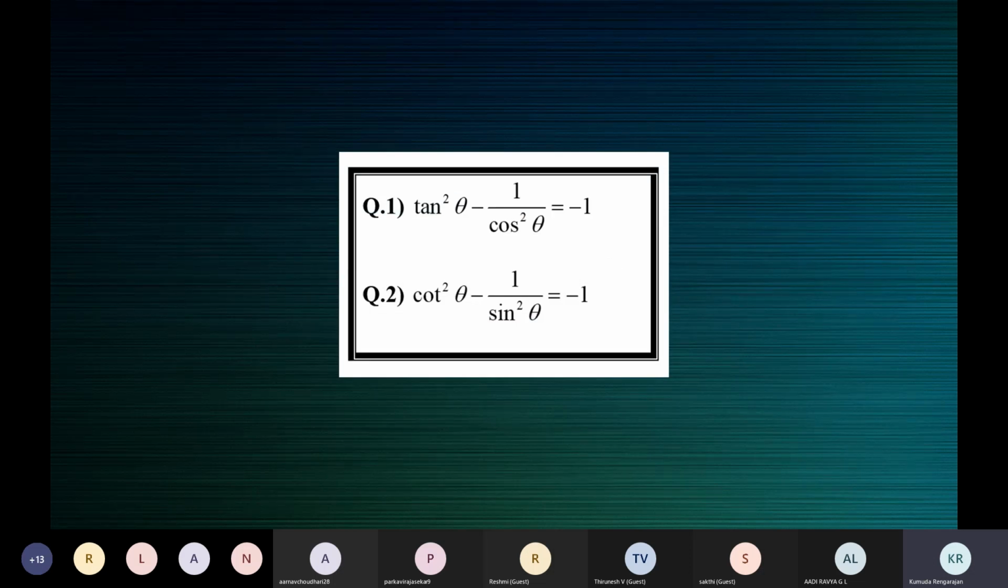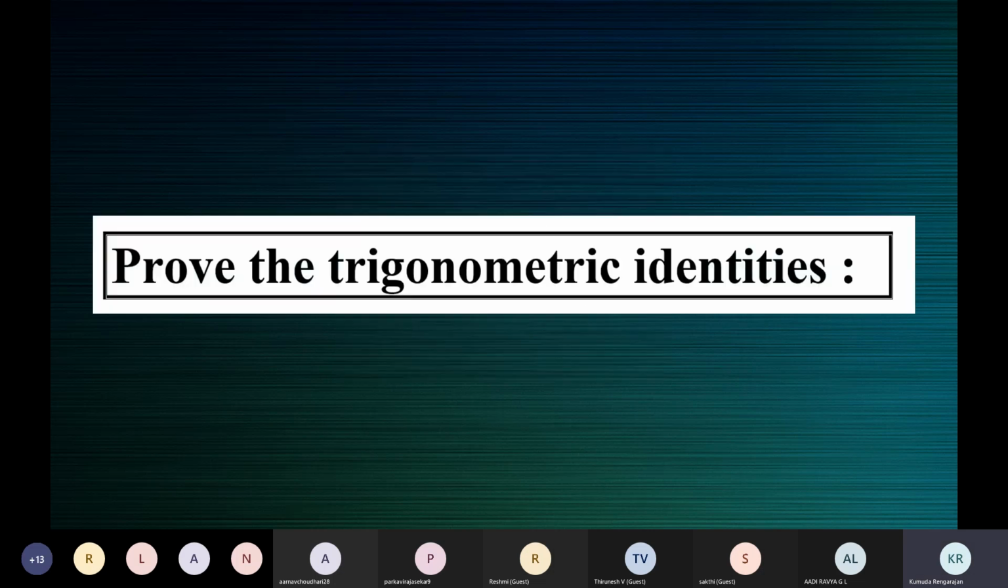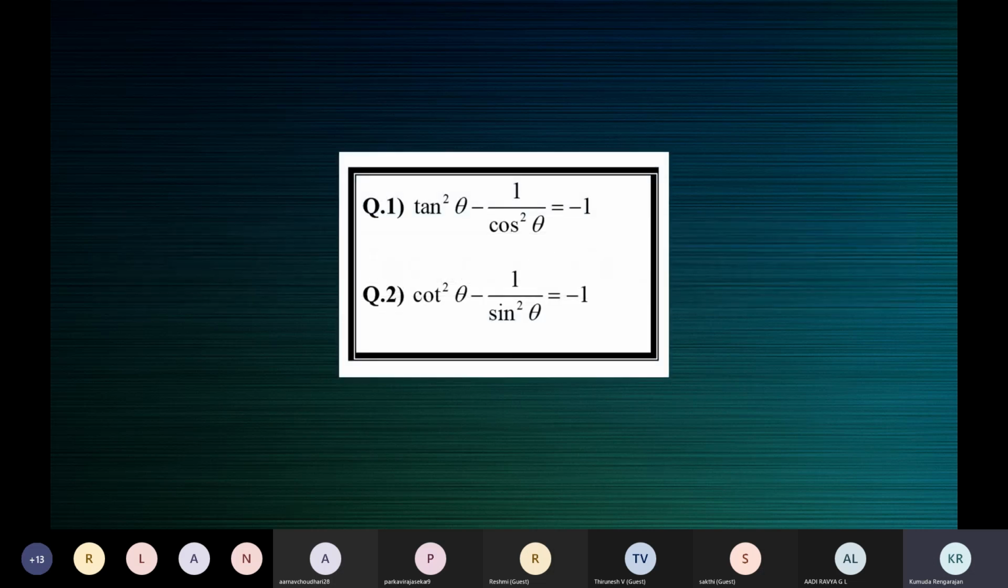Yes, we'll try these simple ones. How do you prove that tan square theta minus... see, this is the heading, children. This is the heading. Prove the trigonometric identities. Prove this one: tan square theta minus 1 by cos square theta is minus 1. So we will take up the LHS.